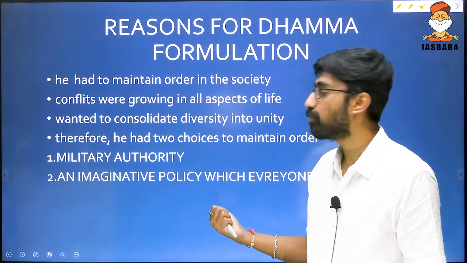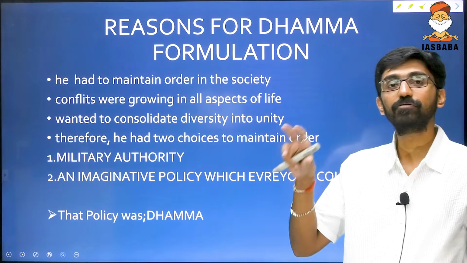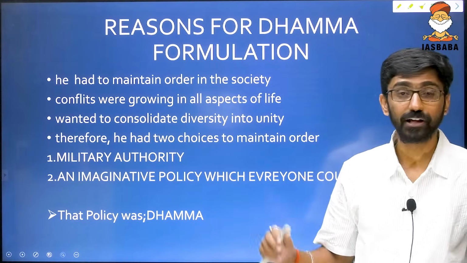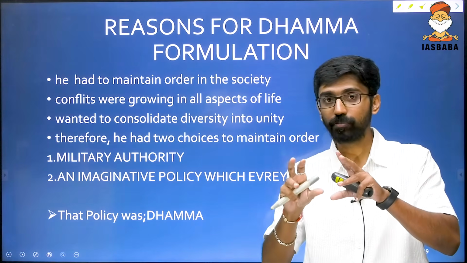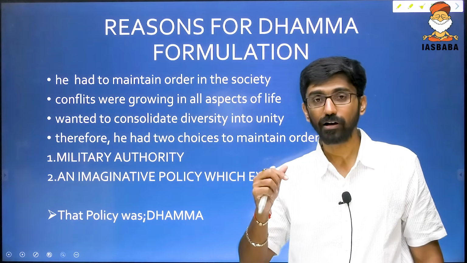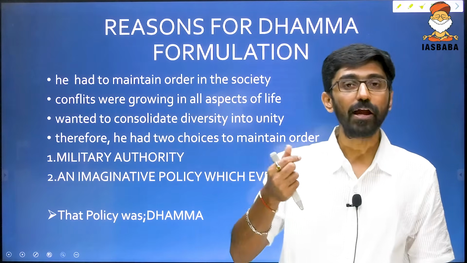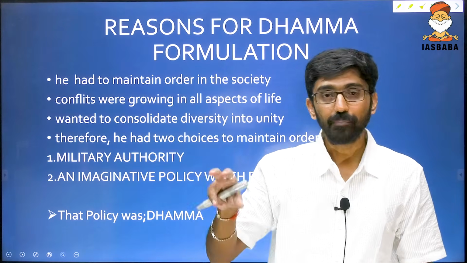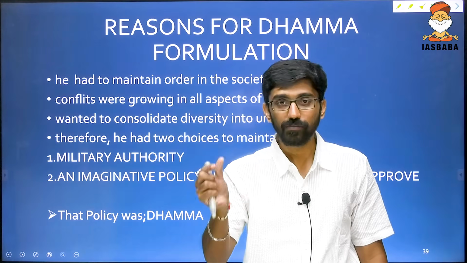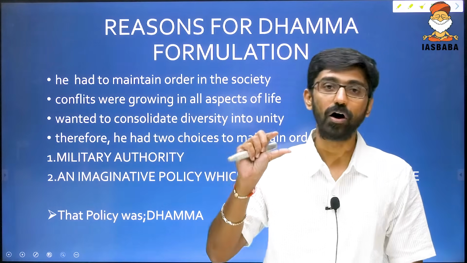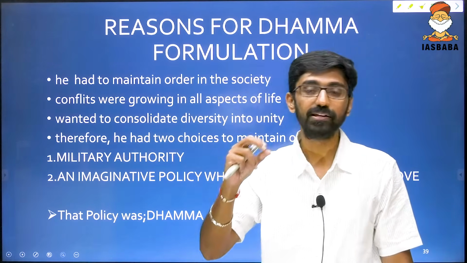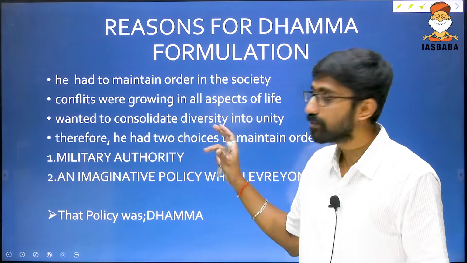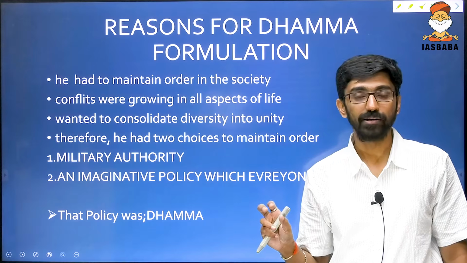So he wanted an imaginative policy, a policy which could be approved by everyone, and that policy was Dhamma. That's what we are going to understand: righteousness. You want to bring virtues among the people, qualities of virtue that everybody could follow, and that would bring harmony in the society. Dhamma ultimately consolidated into a universal law or social or religious order to bring harmony in the society and among religious ideas. So this is the background for the Dhamma policy of Ashoka.